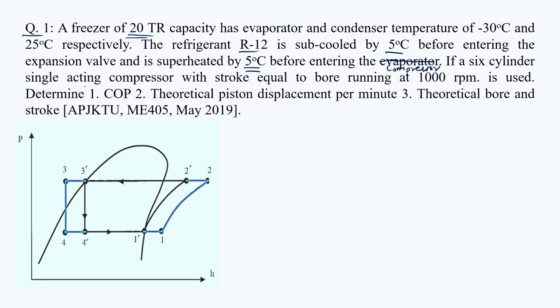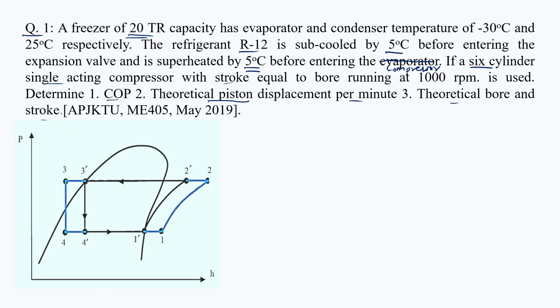If a six-cylinder single acting compressor with stroke equal to bore running at 1000 rpm is used, determine the COP, theoretical piston displacement per minute, theoretical bore and stroke. So that is our question.